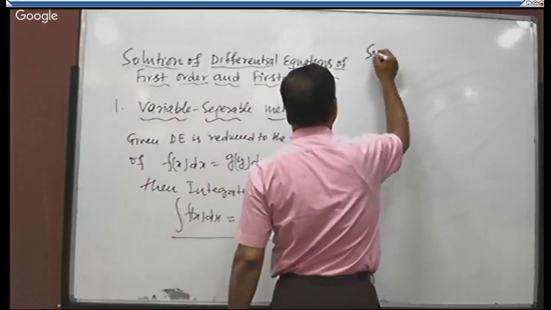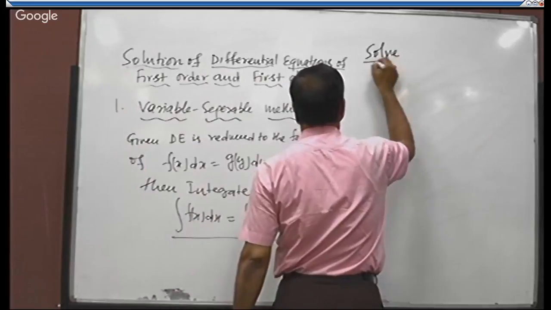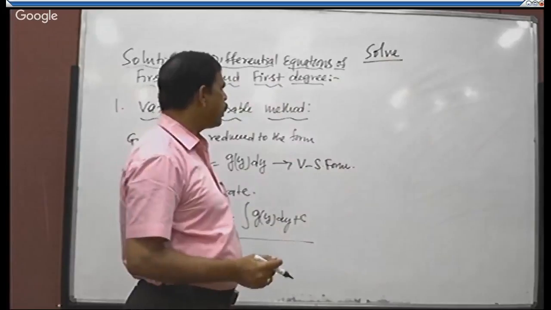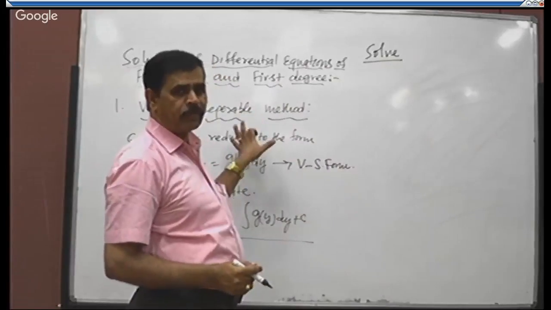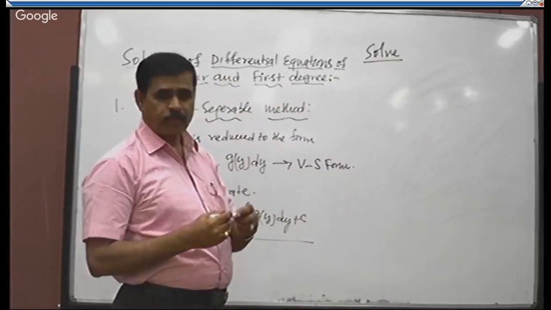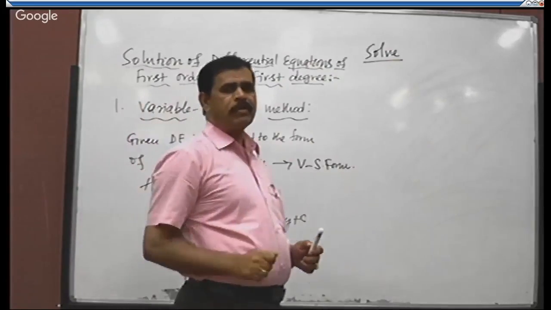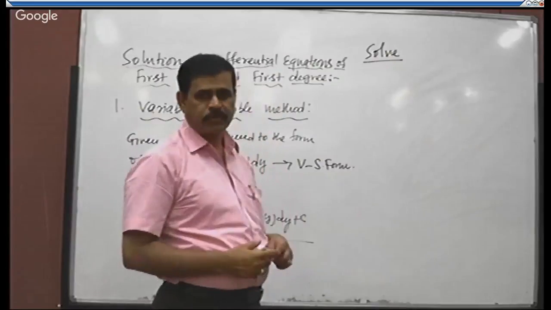Problem will be like this. They will give you only solve. They will not mention you solve it by variable separable method or some other method. You have to understand the problem, in which method we need to follow it to get its solution, right?